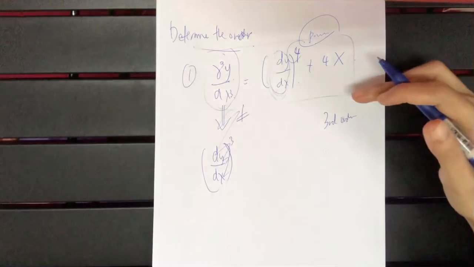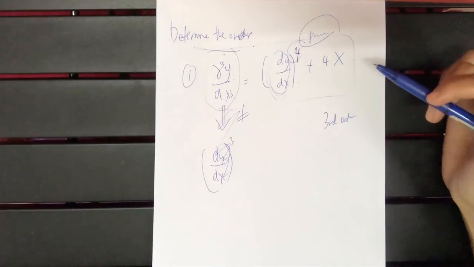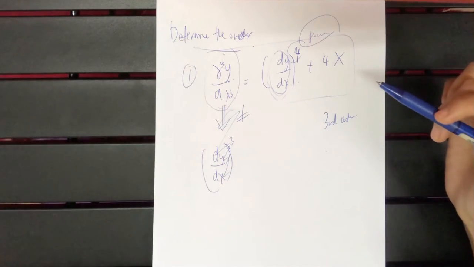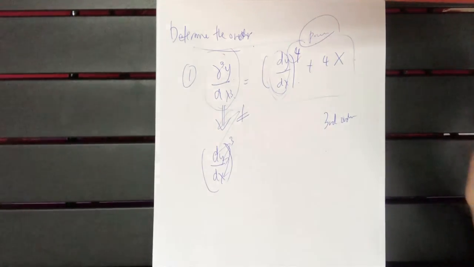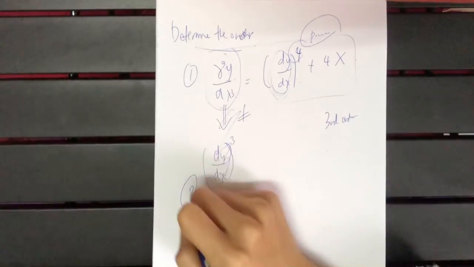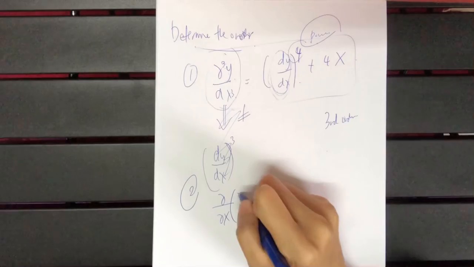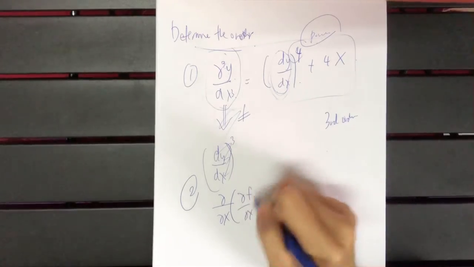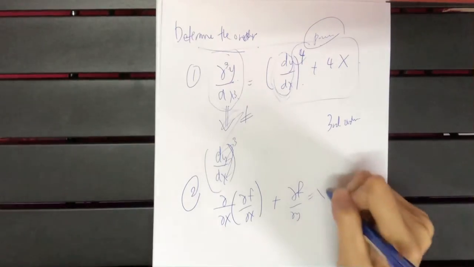So that's what I want to emphasize here, that's it. Make sure you understand well the difference between derivative and power. Okay, so I give you one more. Let's say we have d/dx (df/dx) plus df/dy equal to x squared.